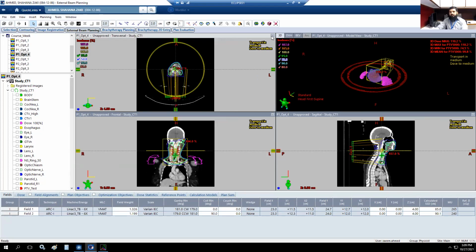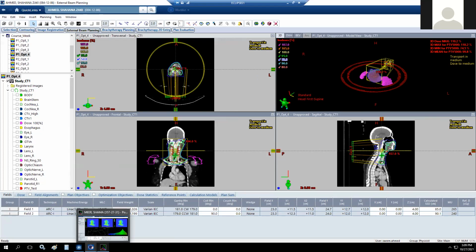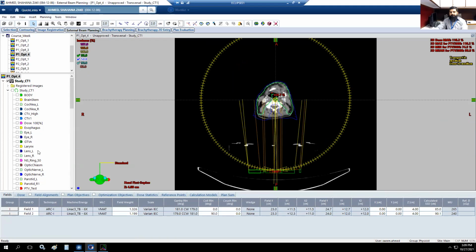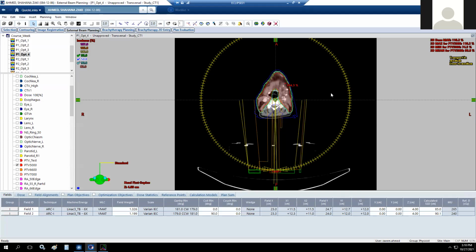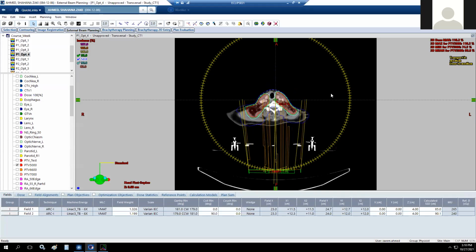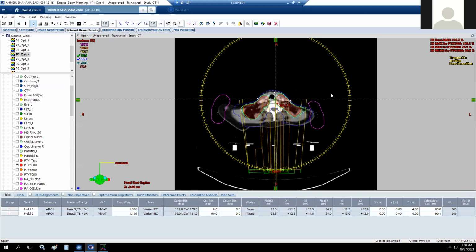Khurram, this is the phase 1. Can you see? Yes. So this is the phase 1 plan with PTV 5000. In your previous slides, you were showing the 2 arcs, 2 partial arcs, and 2 arcs with partial, 1, 2, 3. There were 3 pictures before optimization.